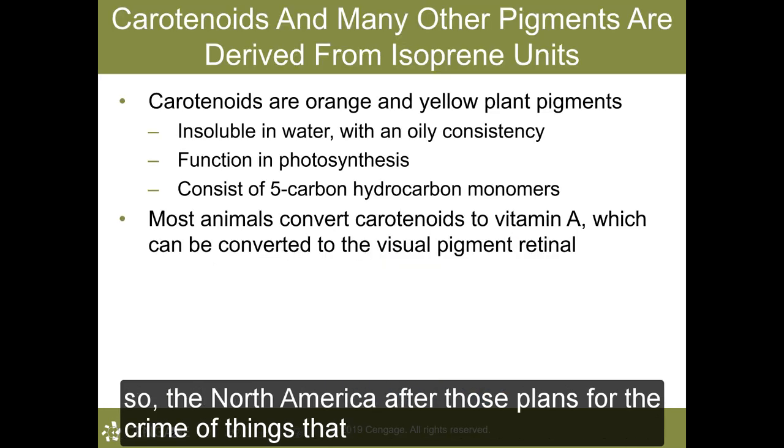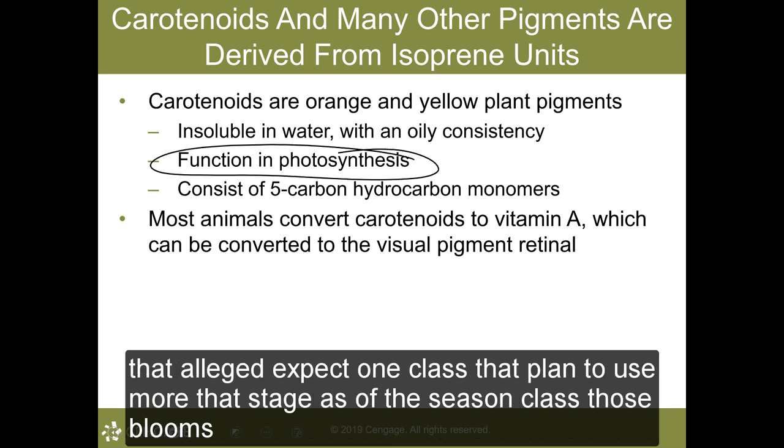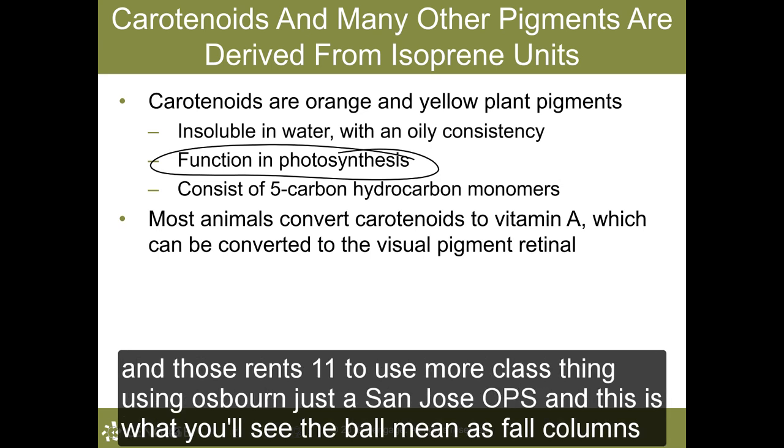So I'll continue on from here with those carotenoids. The carotenoids are pigments, typically. And I mentioned these pigments. I like to think of these, especially in plants, as those accessory pigments involved in photosynthesis, allowing that plant to use more of the electromagnetic spectrum instead of just those blues and those reds, allowing it to use more, being those oranges and those yellows.